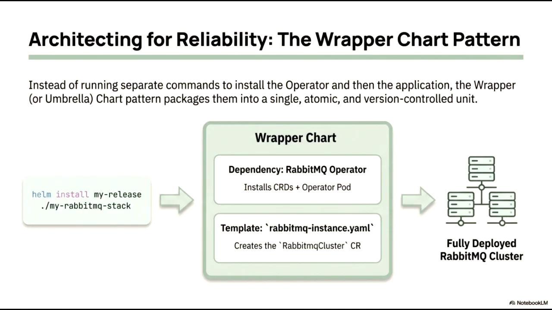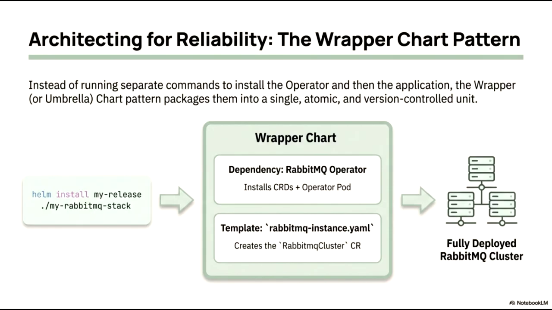The wrapper chart pattern, also known as the umbrella chart, streamlines this process by packaging the operator and the application into a single, atomic, and version-controlled unit. Instead of executing multiple separate commands to first install the operator and then the specific application instance, a single Helm install command triggers the deployment of the entire stack.